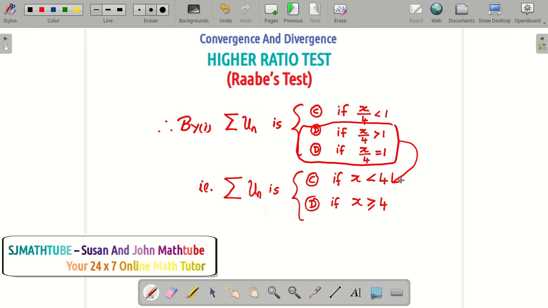Okay, that's it, my friends. This is how we apply Raabe's test, and now I think you have a clear idea of the test. Anyway, in the next video I'll be back with more problems in convergence and divergence, and we'll be discussing the last two tests for positive term series, the integral test and the radical test.